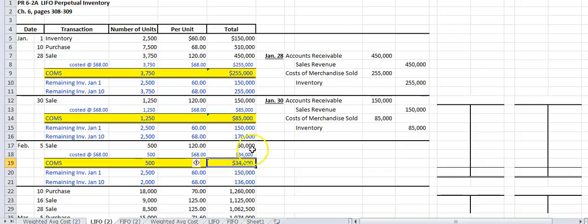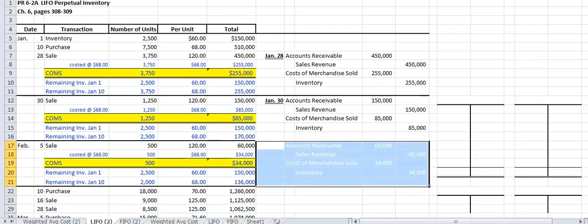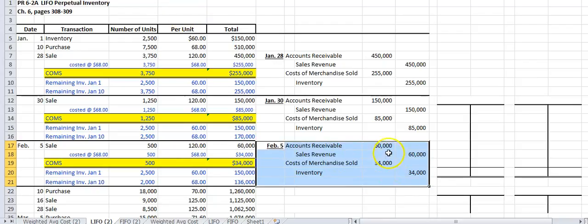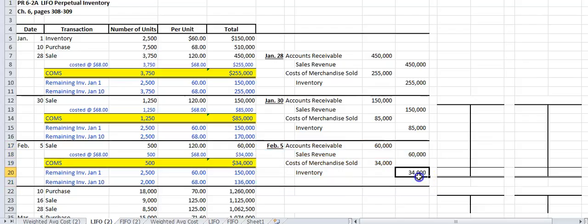So you can see here, sales revenue of 60,000. So my entries here are easy. By now, you should have this all memorized. Accounts receivable 60, sales revenue 60, cost of merchandise 34, and inventory 34. What's my gross profit here? My gross profit is 26,000, right? Sales revenue minus 34,000 in expenses, cost of merchandise sold.